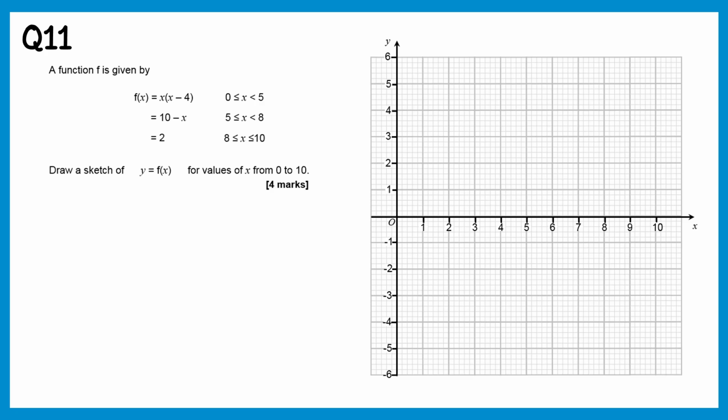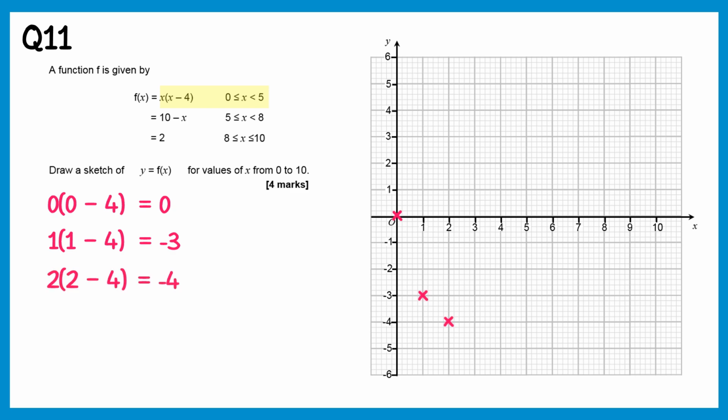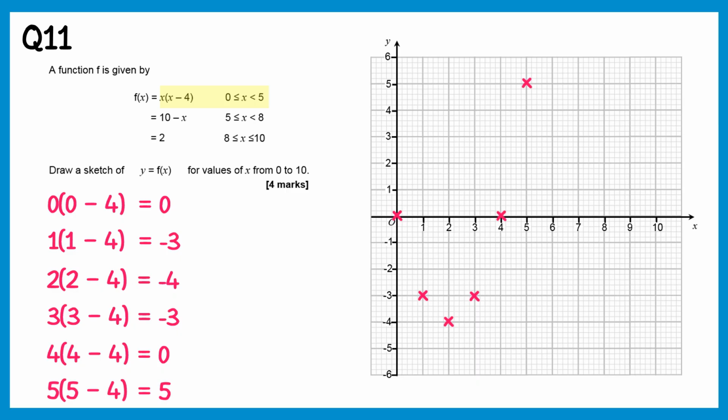We need to draw this graph in 3 sections. First of all, we have x values from 0 to 5, where it's equal to x(x minus 4). Possibly the safest way to do this is just substitute in x values. So let's start with 0. If you substitute in 0, you get 0, so there's a cross at the origin. If you substitute in 1, you get -3, so there's a cross here. If you substitute 2, you get -4, so there's one here. 3 gives you -3, and 4 gives you 0, and finally 5 gives you 5. So we get a nice smooth quadratic curve here.